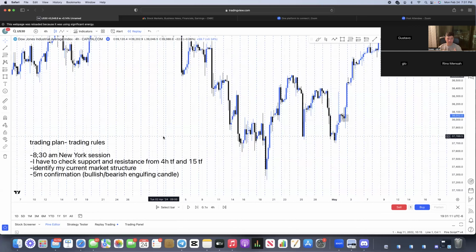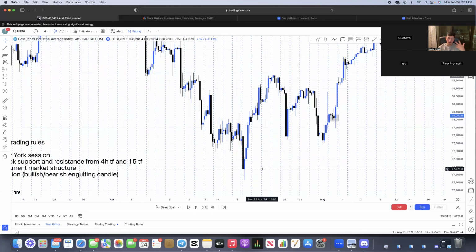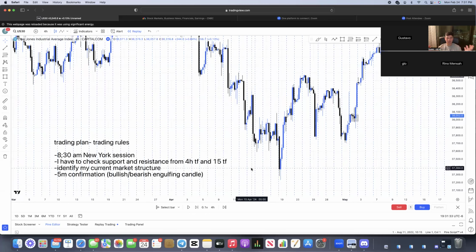Like I said, my trading plan is always 8:30 a.m. New York session. And for me to take an entry, I have to identify support and resistance and look at my current price action to see if my market structure is bullish or bearish. After I identify that, then I go into the 5-minute time frame and then I look for small confirmations for me to take either a sell or a buy.